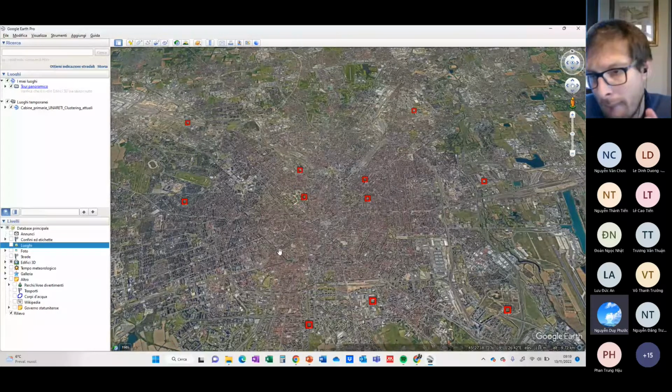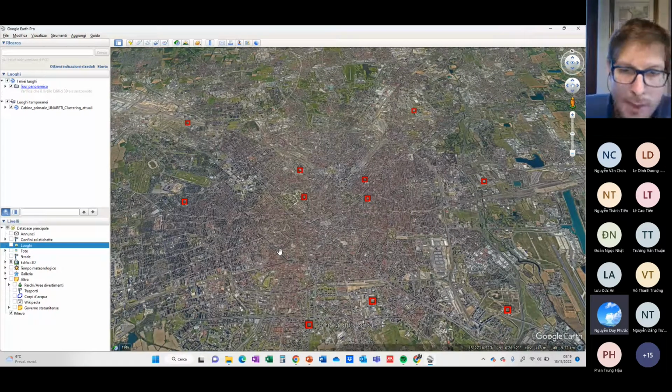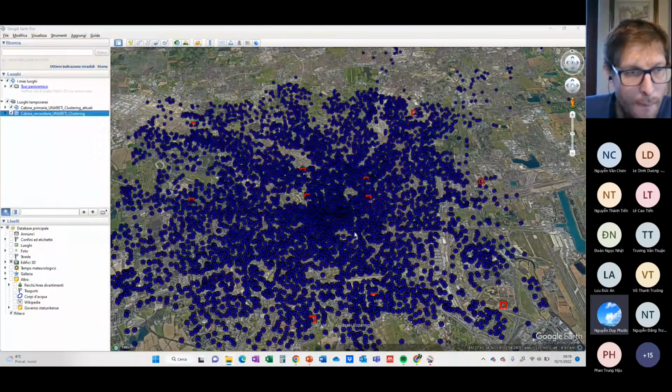How many? 100, 1,000, 10,000? Maybe 1,000. Okay. No, we have 6,000 secondary substations. Okay.